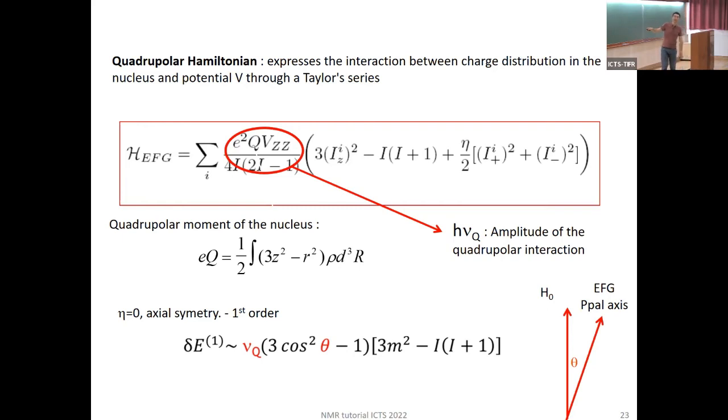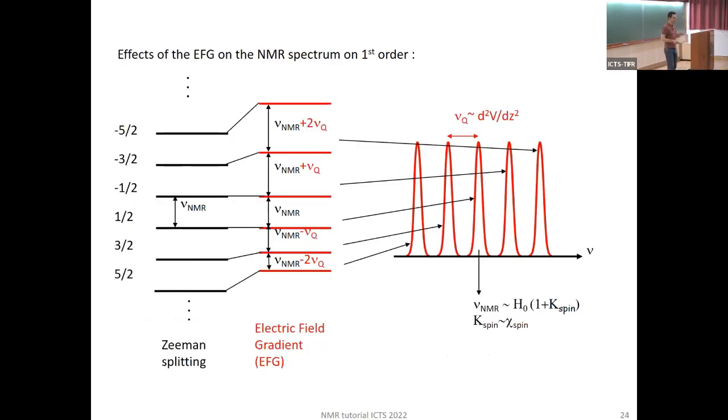The only problem is that this quantity depends on the direction of the principal axis of your EFG with respect to the applied field. So it's a little bit tricky because it means that this interaction depends on how your crystal is oriented with respect to the applied field. That gives a bit of complication in the story, but that's also very useful.